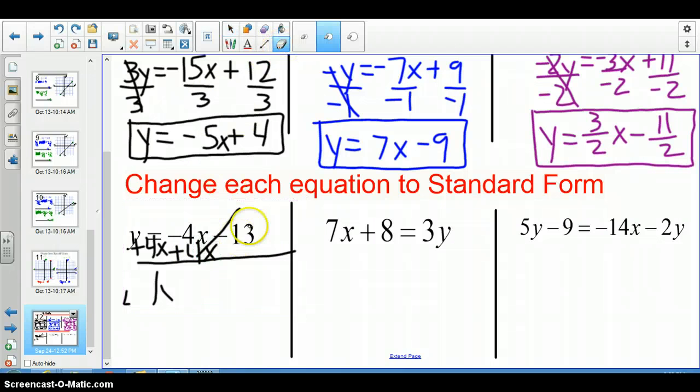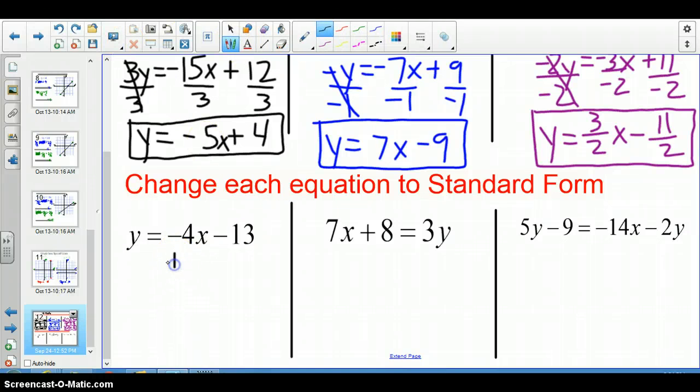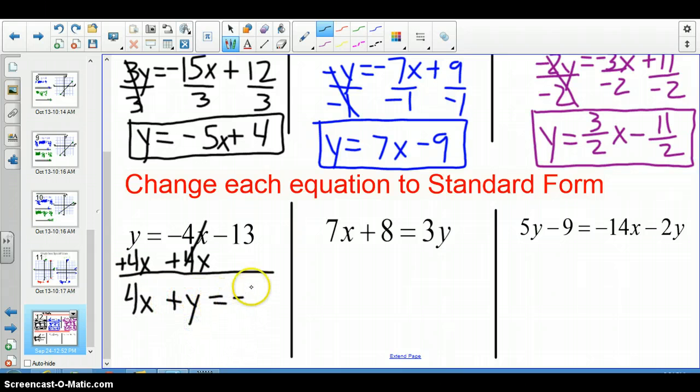Just one second, I'm sorry about this. Don't know what happened here, so I'll just restart this problem. So we're adding 4x to both sides. So I have 4x plus y equals negative 13. Standard form, ax plus by equals c. So we have our x and y on the same side.